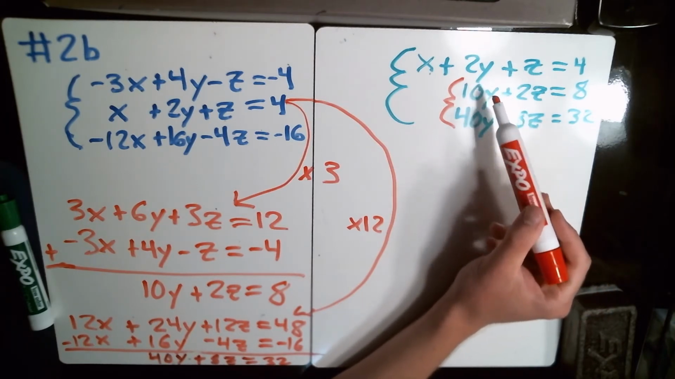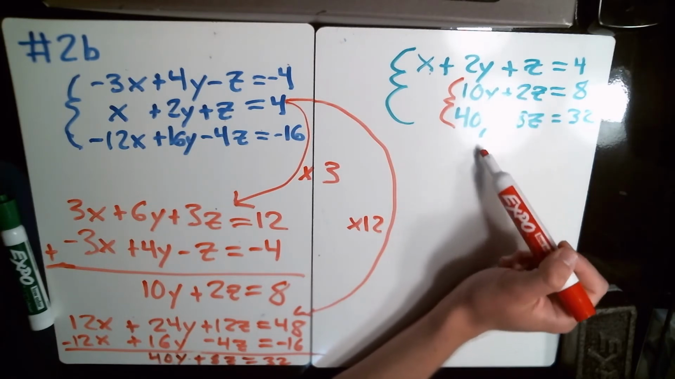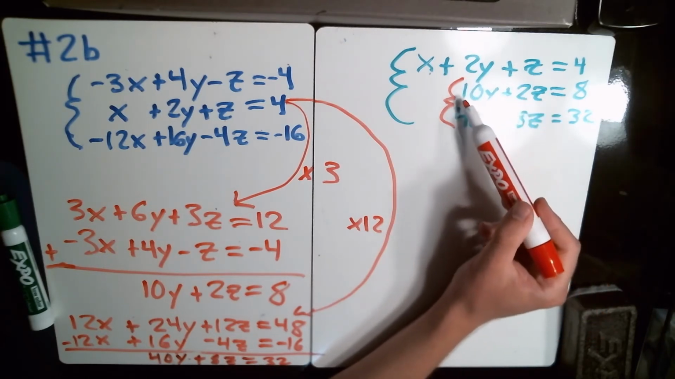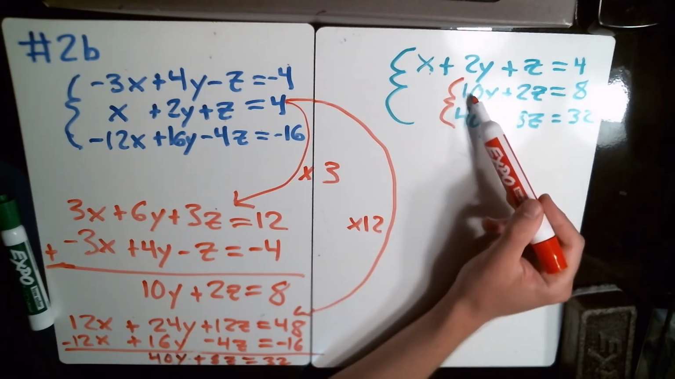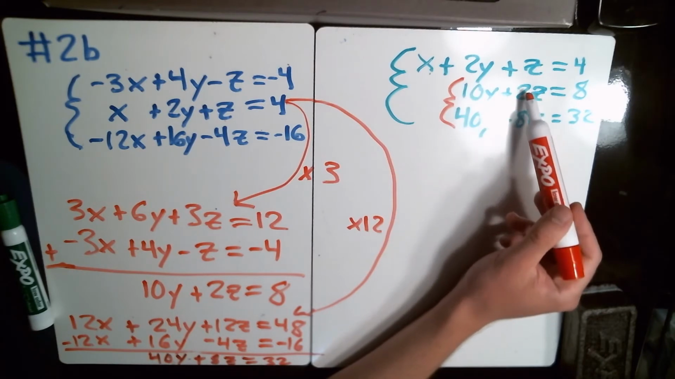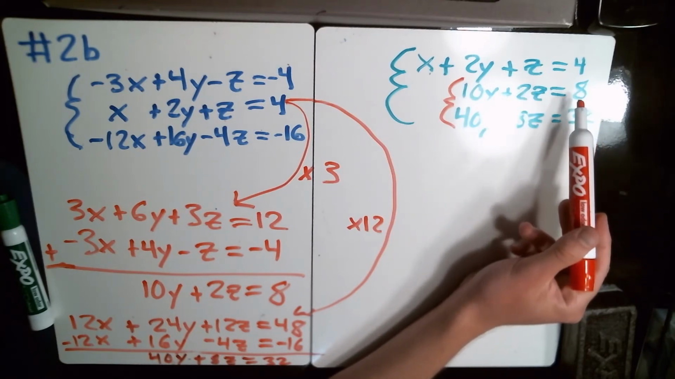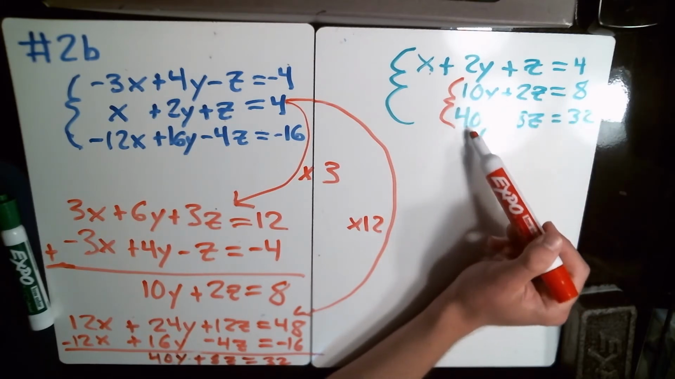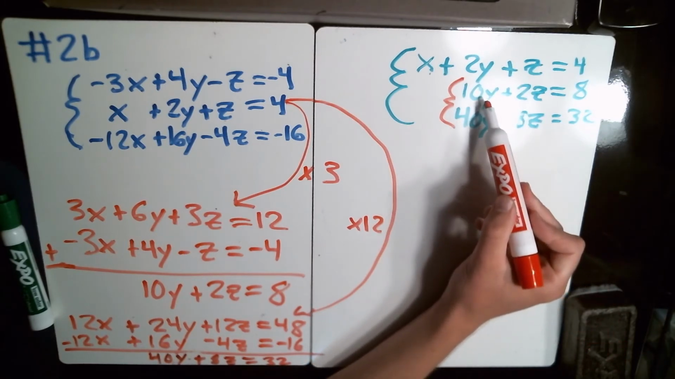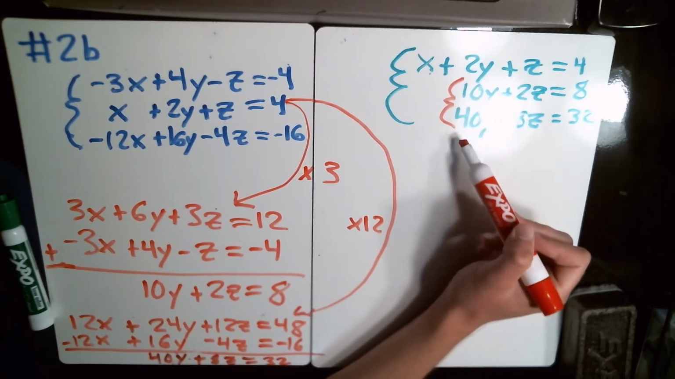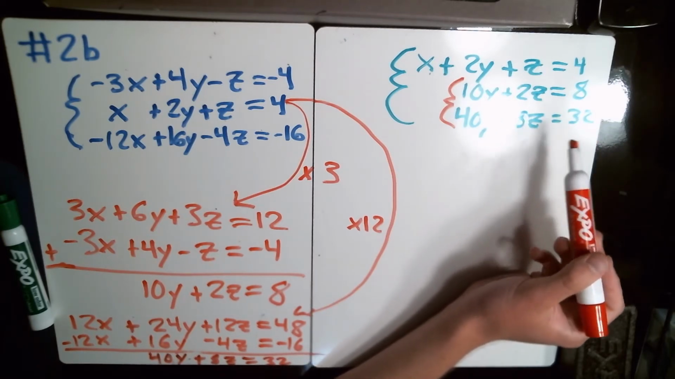Now you'll notice when you look at this that these two equations are just multiples of each other. If you multiply this one by 4, 4 times 10 is 40, 2 times 4 is 8, and 4 times 8 is 32. So these two equations are actually the exact same equation. If I eliminated y in these equations, I would get 0 equals 0.